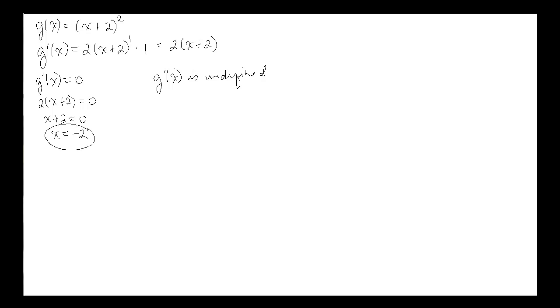We have to determine where g prime is undefined. Well, let's take a look at 2 times x plus 2. Is that undefined anywhere? Are there any places where we would either be dividing by 0 or we might have an even root of a negative number? And the answer is no. This is a polynomial. This is, in fact, a line. So it has no holes, no gaps, no asymptotes. This is defined everywhere. So we have just this one critical number. Therefore, x equals negative 2 is the only critical number for g.